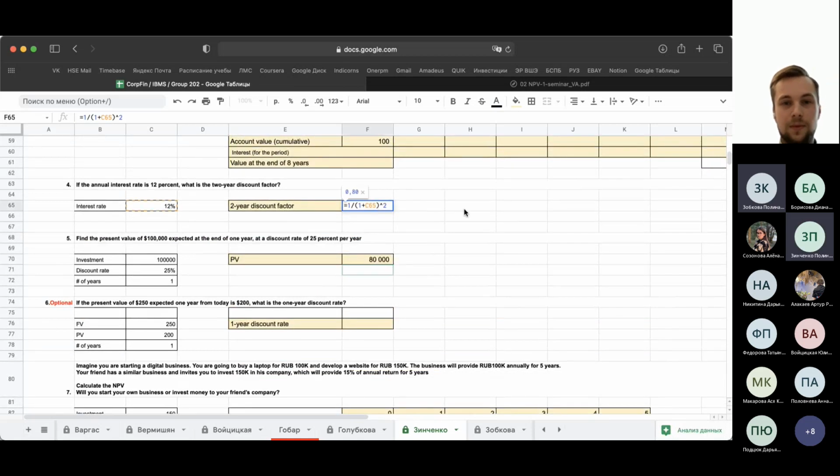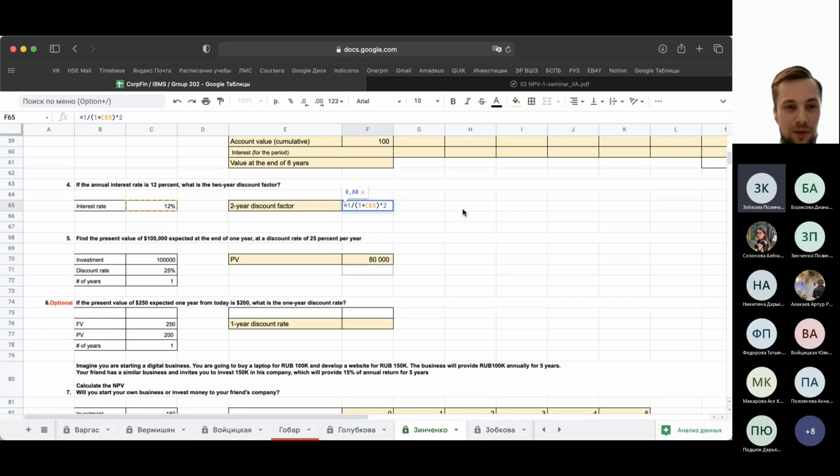So yes, here it is. This is the formula. We use 1 divided by 1 plus our interest rate, raised to the power of the number of years that we need. In our case, it's 2. So this is the formula, just the formula from the lecture. Any questions?